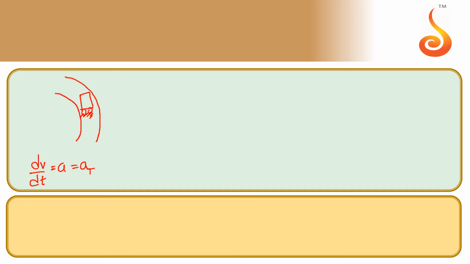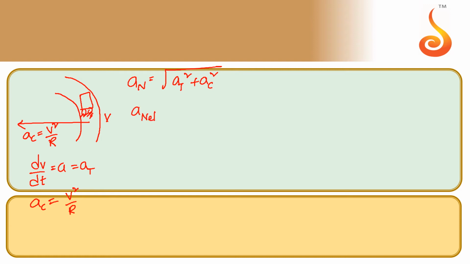So let us assume the speed at which the car skids be v. At that time the centripetal acceleration will be v square by r. We need to calculate the v value. Therefore net acceleration will be under root of tangential acceleration square plus centripetal acceleration square. So net acceleration will be, tangential acceleration is a, so a square plus centripetal acceleration v square by r, whole square.